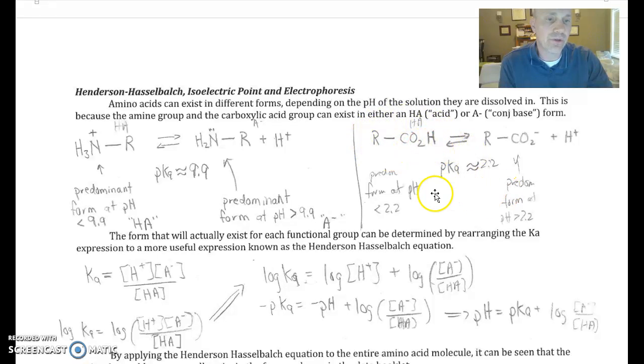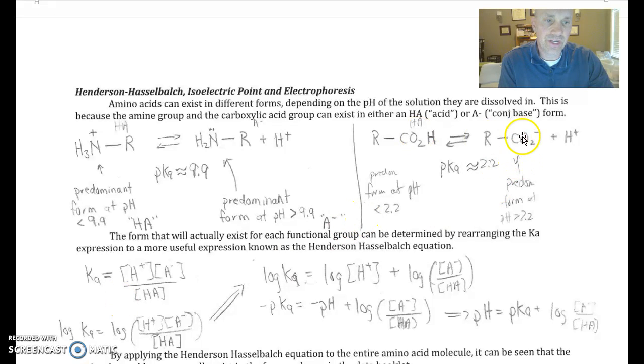And one other thing I want to remind you of: if the pH happened to be exactly 2.2, at that point you would have a 50-50 mixture of your A- and your HA form. The higher the pH gets, the more of this you would have. So, for example, if the pH was 3.2, which is 1 unit higher, you would have a 10-to-1 ratio of this to this. If it was 4.2, which is 2 units higher, you would have 100-to-1 of this species versus this species right here.